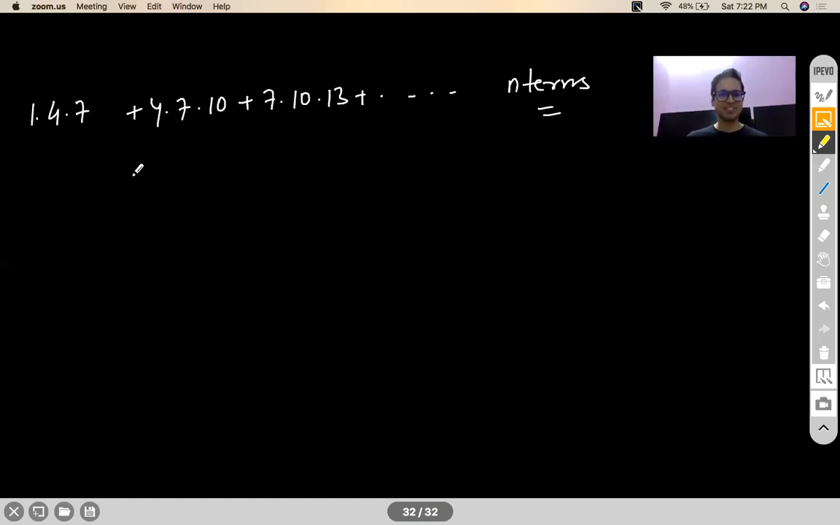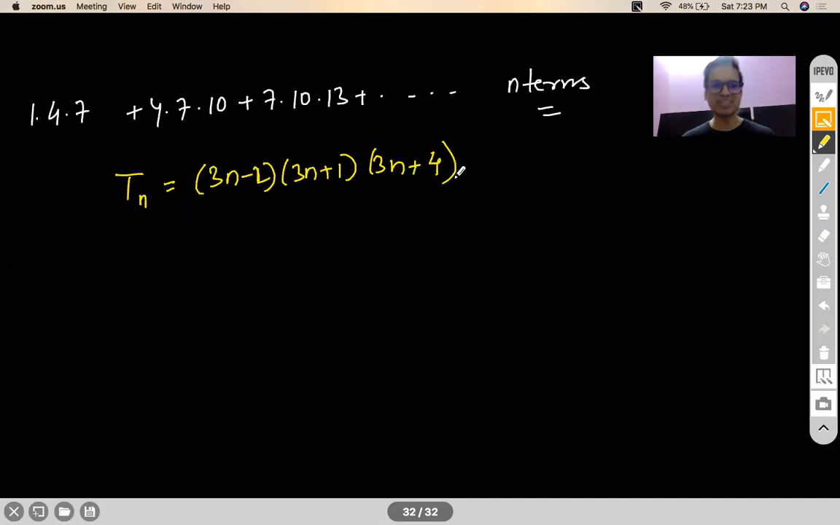By the way, don't try it if you are not very sure about your nth term. Nth term here would be 3n minus 2, 3n plus 1, and 3n plus 4. Okay. Many people make a mistake in writing the nth term. They think it is n plus 3, n plus 6. No, it is not. Just follow the first terms of this series, 1, 4, 7. If you follow the first terms, your nth term's first term will be 3n minus 2. So the other two are just obtained by adding 3 to these terms. So this is your nth term.